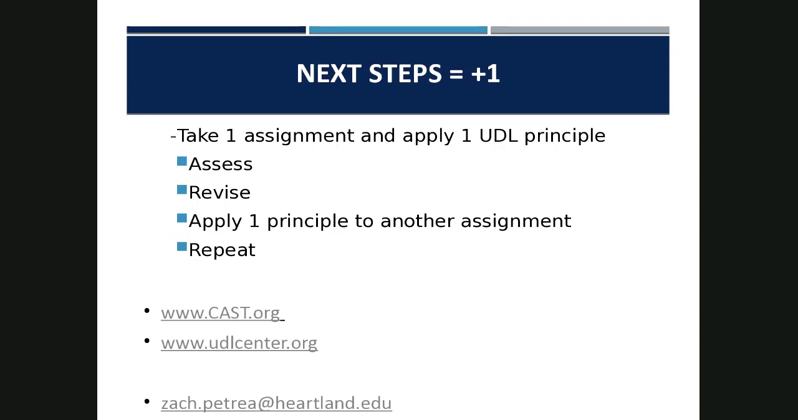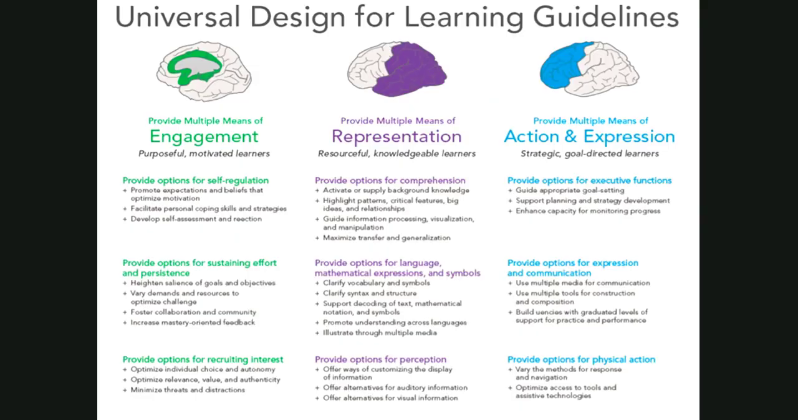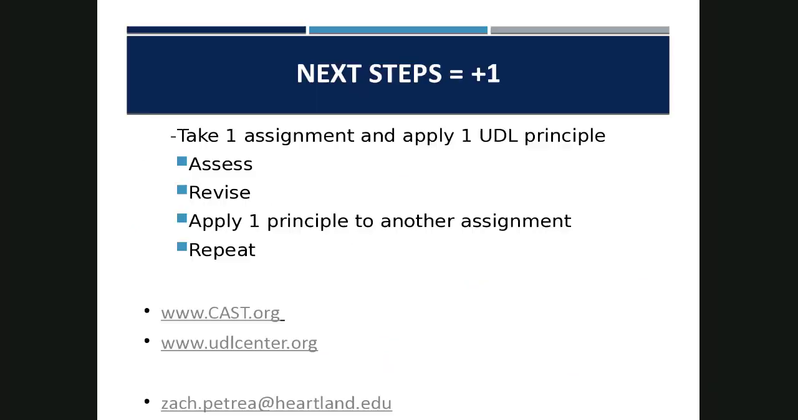Take one assignment that you have and go back in and look at these 3 principles and try to apply one section of this chart. Just ask, am I giving them options for executive functioning? And then try to add one option in there for them. See how it goes, and then revise it if it doesn't go well.